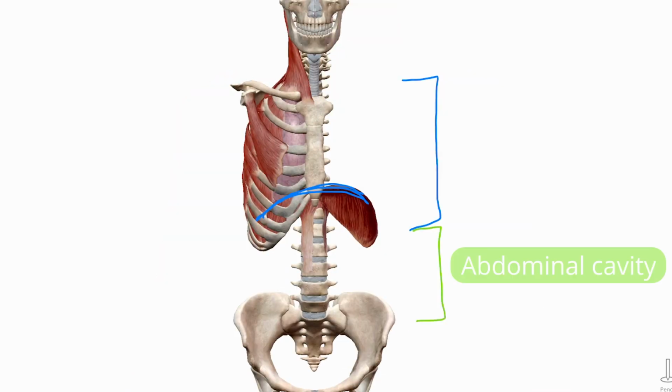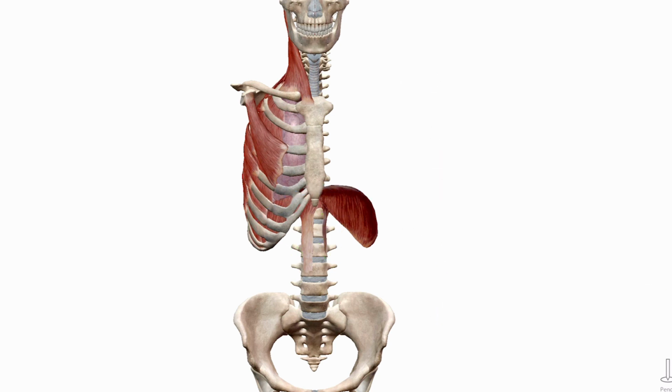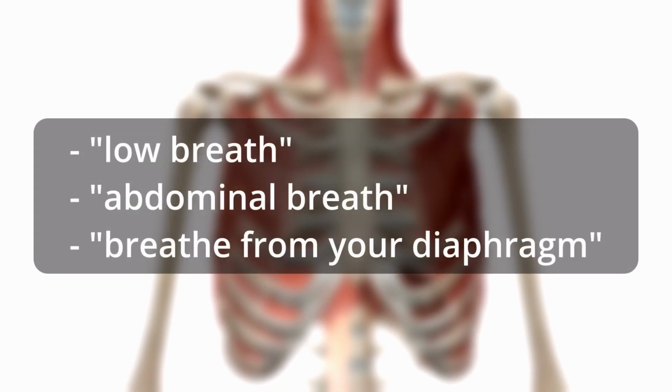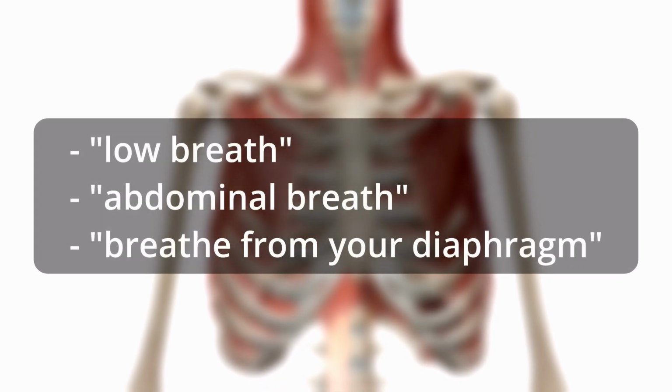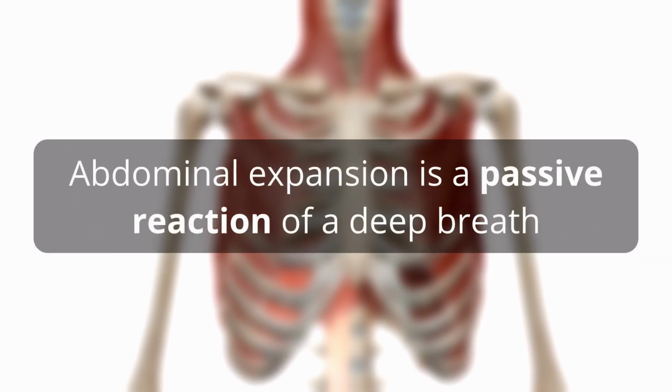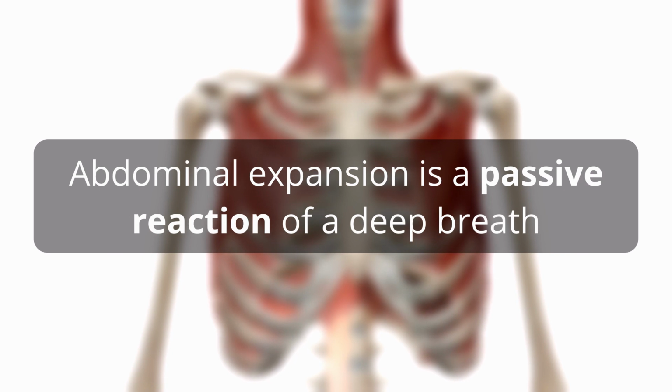On the other end, in the abdominal cavity, the viscera, or the organs of the gut, are being compressed by the descending diaphragm. There are a lot of things in the abdominal cavity, and they need all the space they can get. So when the volume of the cavity is decreased, the belly appears to expand as all these organs compress. This is why you might hear some teachers ask for a low breath or look for expansion in the belly. Abdominal expansion is a passive reaction of a deep breath, meaning there's no abdominal effort needed.